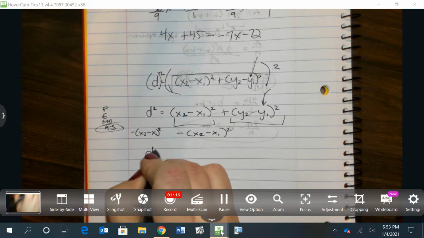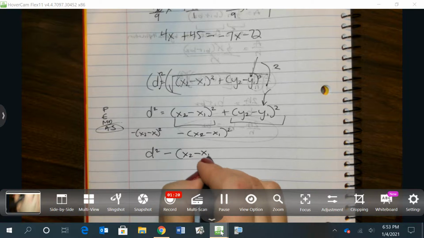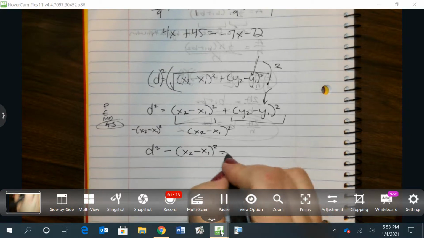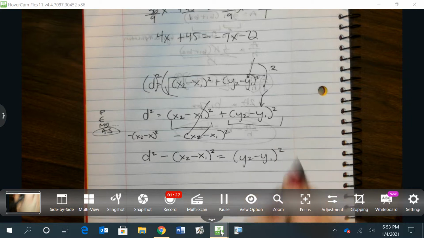And I have d squared minus x sub 2 minus x sub 1 quantity squared equals y sub 2 minus y sub 1 quantity squared.